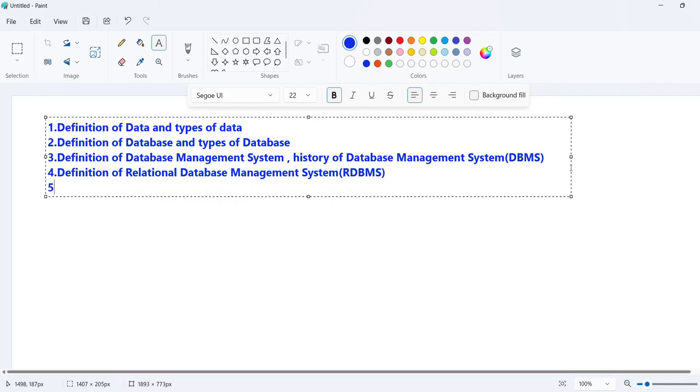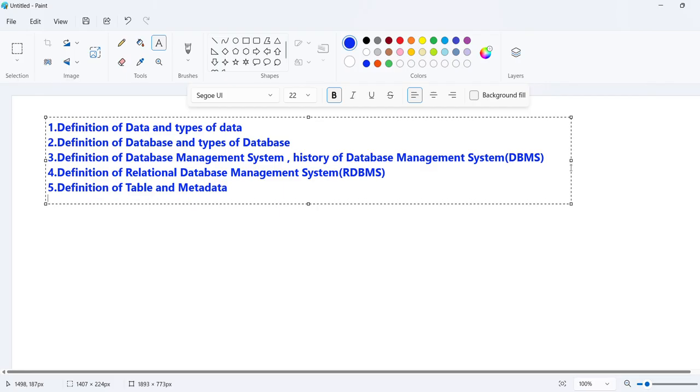Then we will discuss the definition of table and metadata.